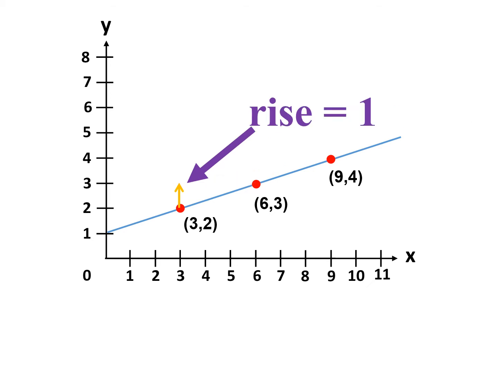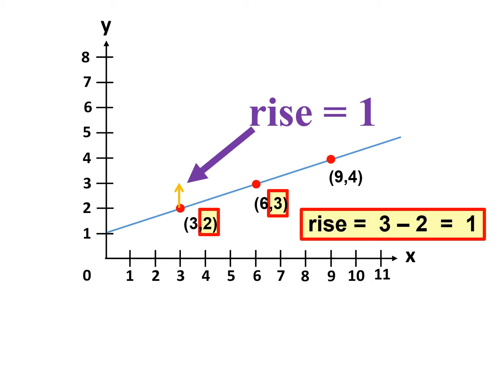In this example, the rise is equal to 1 because the ant goes up 1 unit. We can see how much the ant goes up by looking at the y-coordinates of the 2 points. The y-coordinate of the left point is 2, and the y-coordinate of the right point is 3. If we subtract 2 from 3, we get 1, which is the rise. This makes sense. As the ant travels upward, his y-coordinate changes from 2 to 3, so that is a rise of 1 unit.